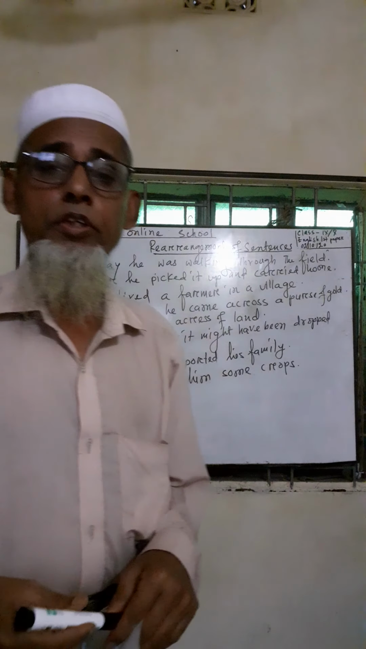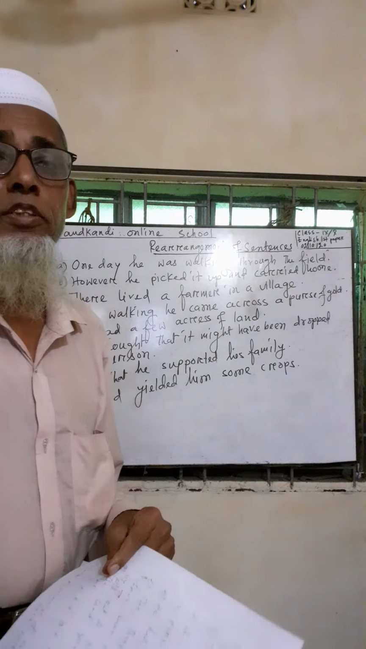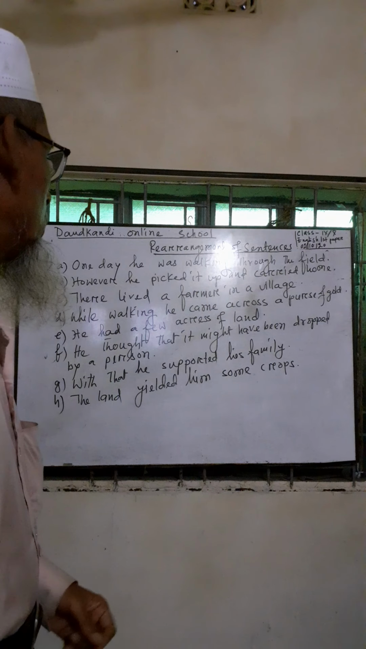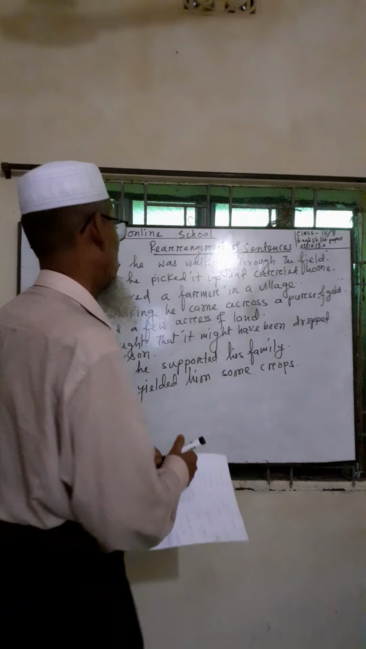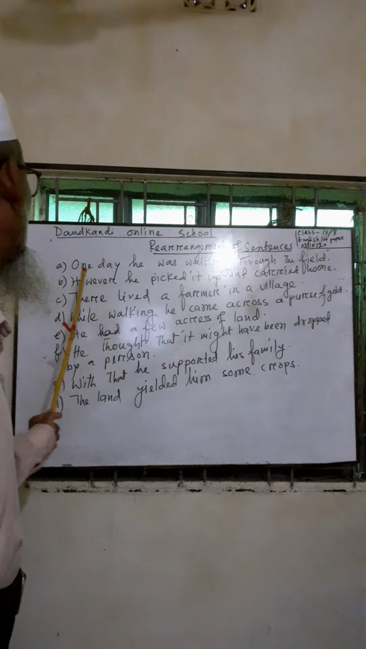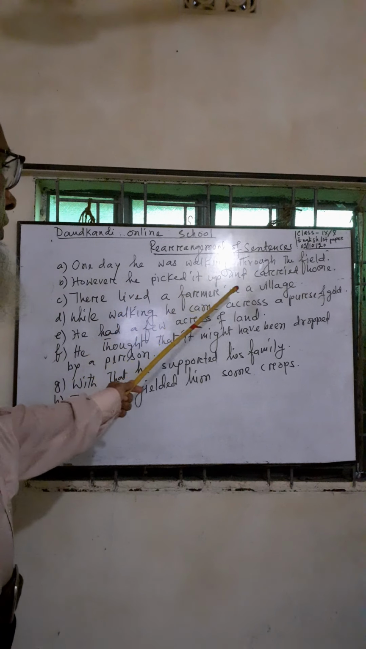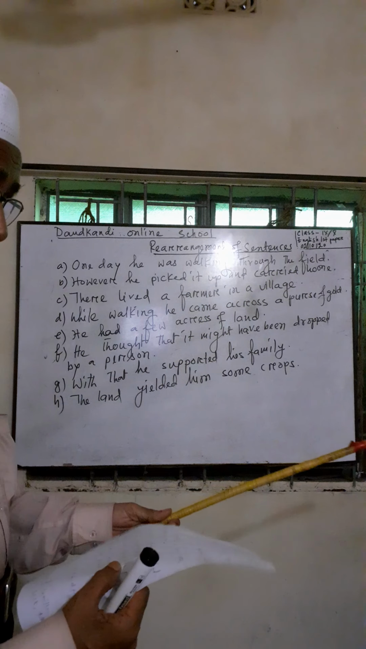Dear students, I have written 8 sentences on the whiteboard, and from these sentences, at first you have to go through the meaning of the sentences, and then you will get an idea about the story, then you will set them in sequence. Dear students, I am going to tell you the meaning of the sentences. One day he was walking through the forest field and then he met a mother who was however he picked it up and carried home.